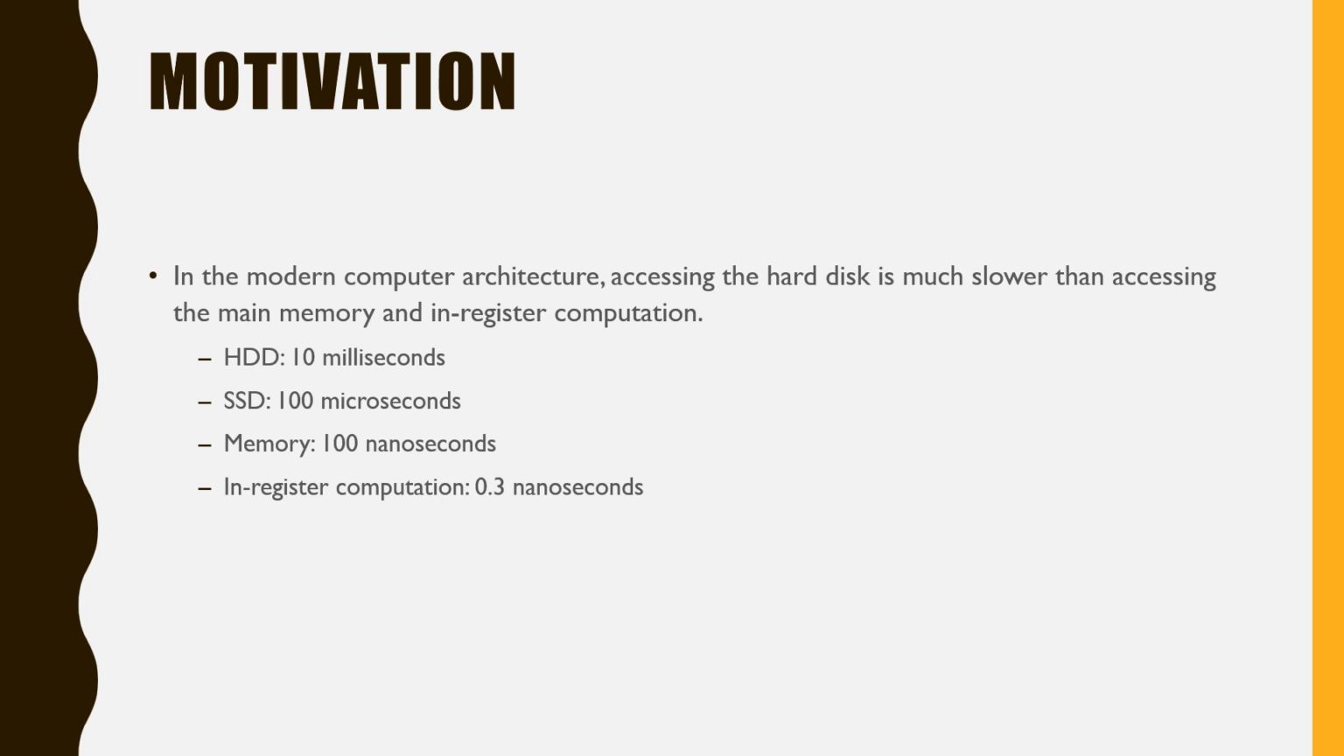For example, on modern computers, accessing data from an HDD hard drive typically takes about 10 milliseconds, while accessing data from an SSD takes roughly 100 microseconds. In contrast, accessing data from main memory only requires 100 nanoseconds, and an in-register computation takes as little as 0.3 nanoseconds.